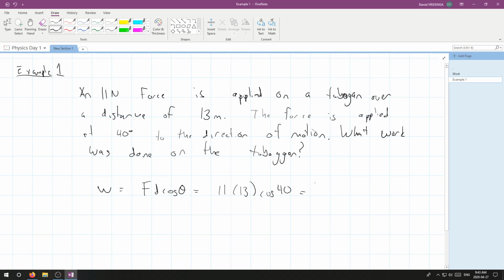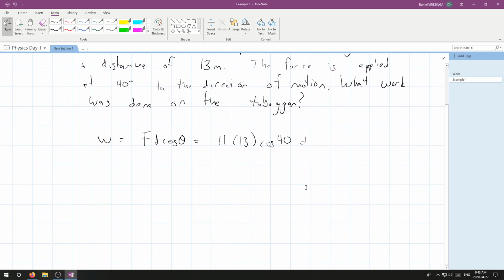Okay, so that's a really basic example. Could we have negative work? Yes, we could, right? Let me see what an example like that looks like. Example 2.